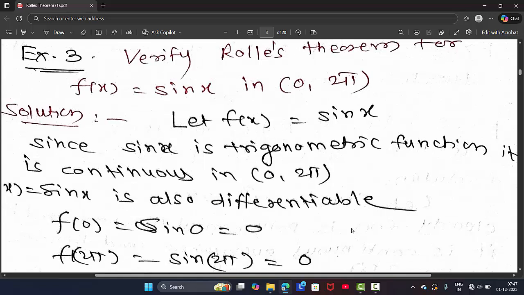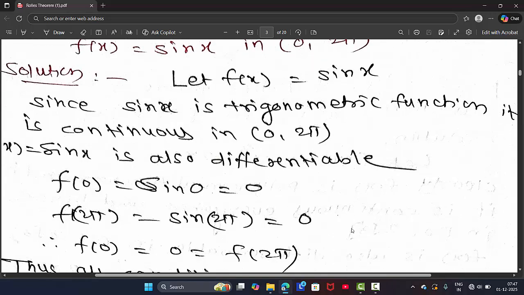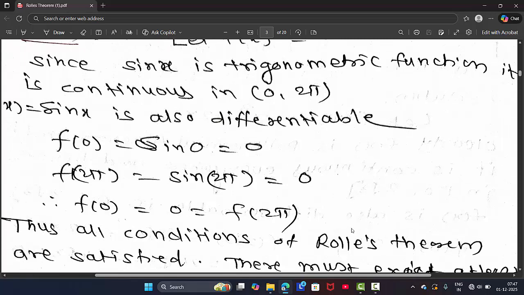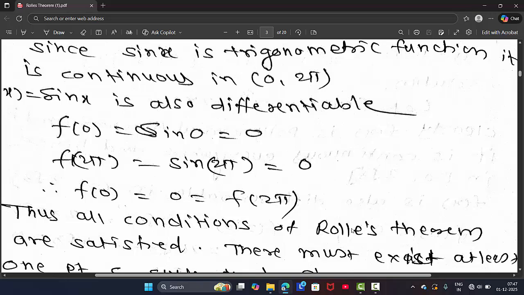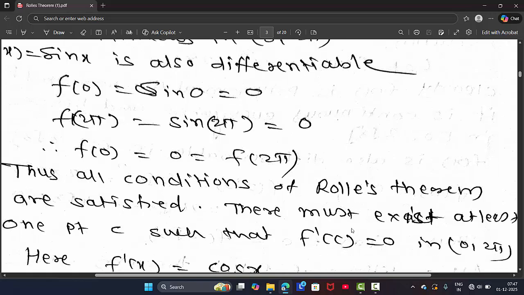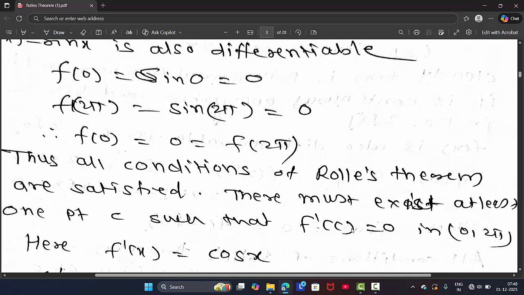F of 0 equals sin 0, which is 0. F of 2 pi equals sin 2 pi, which is again 0. Therefore, f of 0 equals f of 2 pi, and thus all the three conditions of Rolle's theorem are satisfied. That's why, by Rolle's theorem, there must exist at least one point c such that f dash c equals 0 in the open interval 0 to 2 pi. We shall check whether this c exists or not.